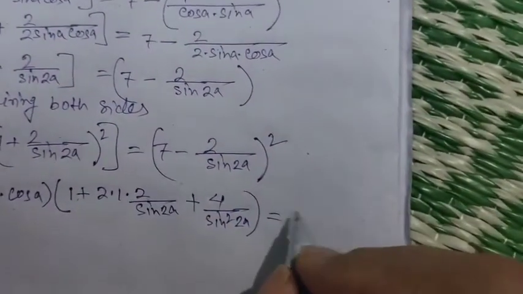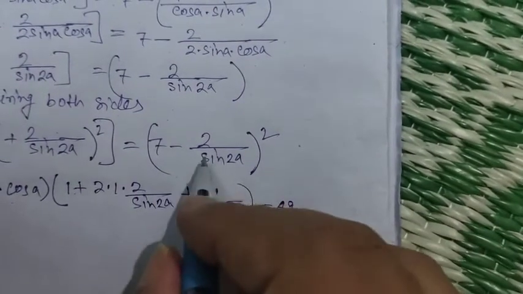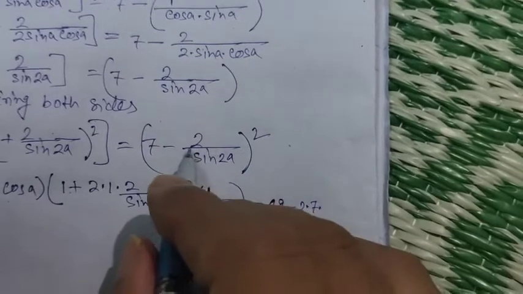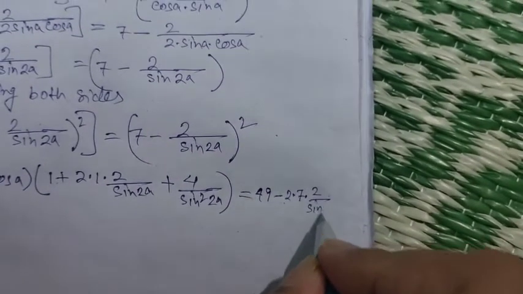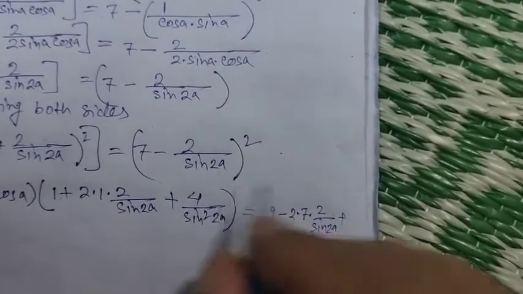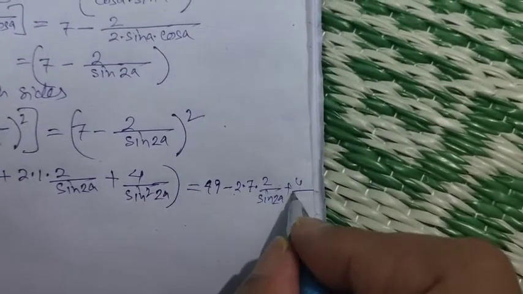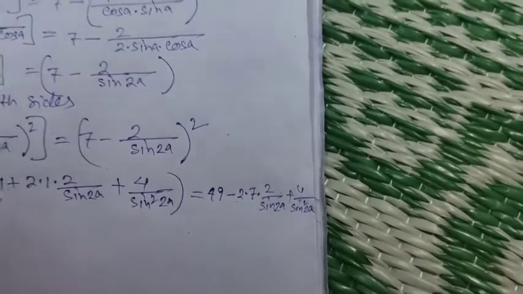equal to 7. Same thing we will do here, 7 square, that is 49, minus 2AB, so 2 into 7 into B, 2 by sin 2A, plus 2 by sin 2A whole square, so that is 4 by sin square 2A we will get.